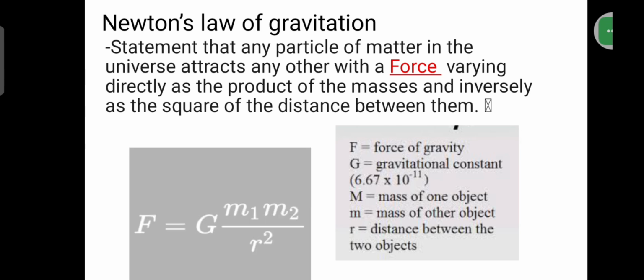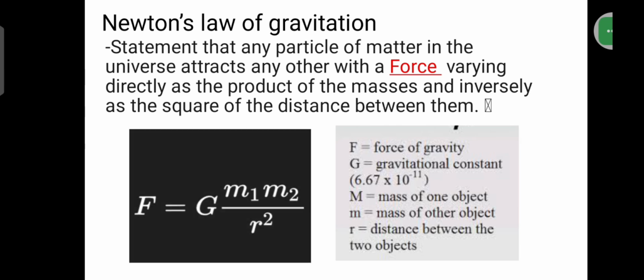The formula for the law of gravitation is F equals G times m1 times m2 over r squared, where F is the force of gravity and G is the gravitational constant, which is 6.67 times 10 raised to the power of negative 11, m1 is the mass of one object, m2 is the mass of the other object, and r is the distance between the two objects.